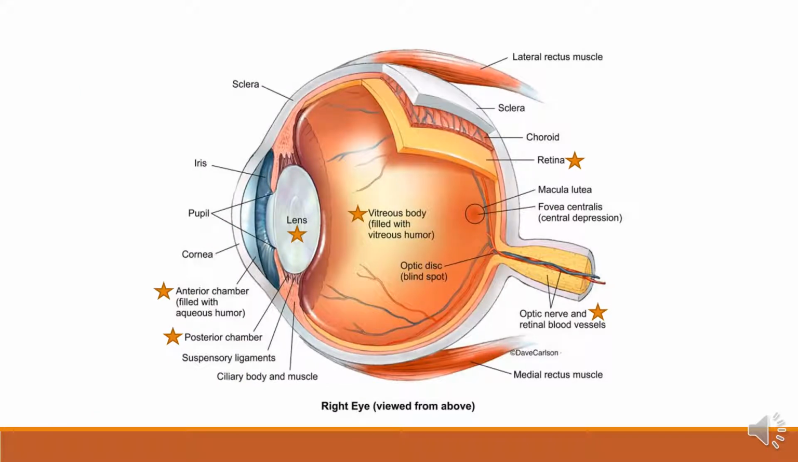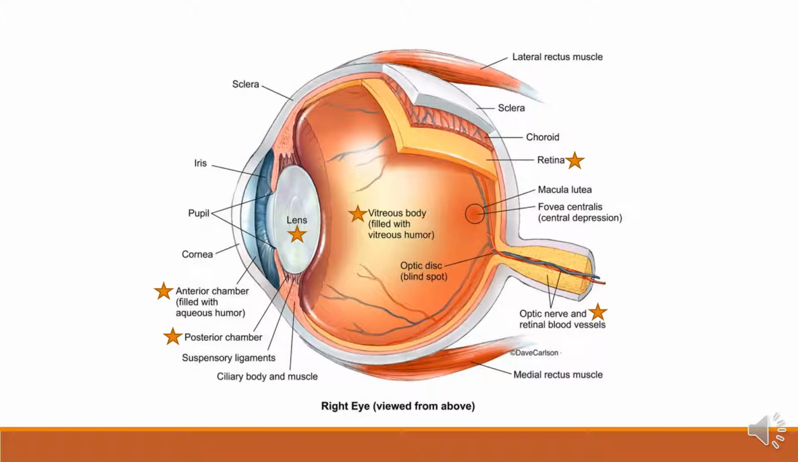This is a good picture that just talks about the anatomy of the eye. You do need to know what the steps would be from the person seeing a picture, going through the pupil back to the optic nerve. So just make sure that you do review your anatomy as far as the eye goes. A couple of things that I will point out here.